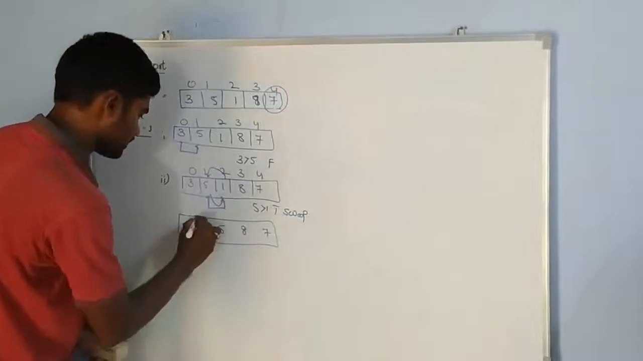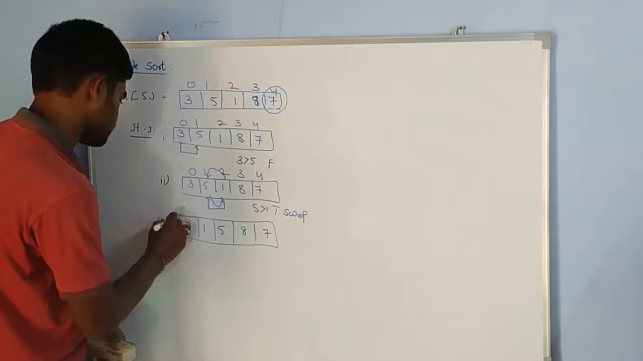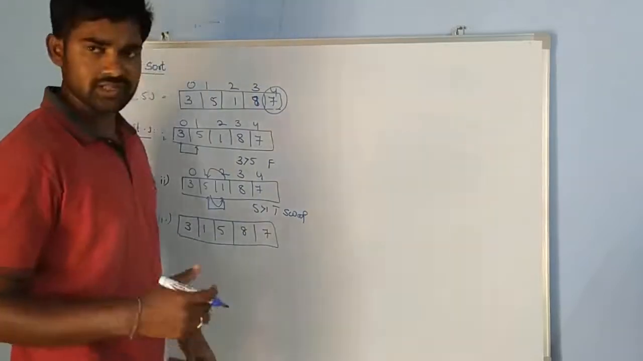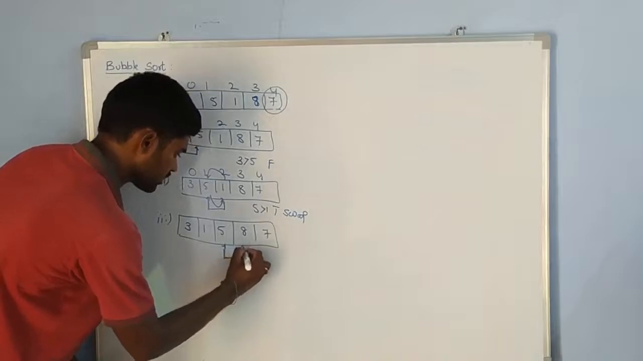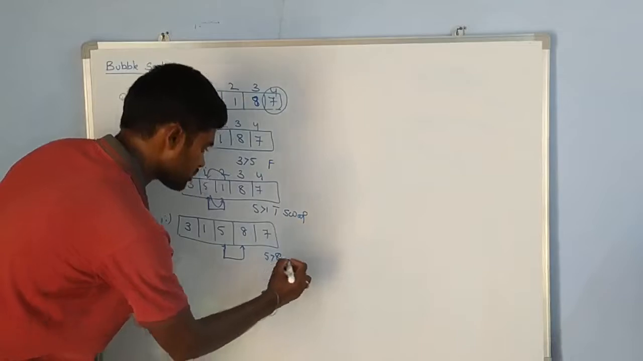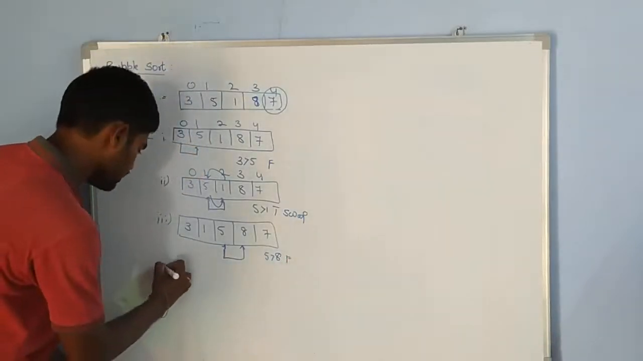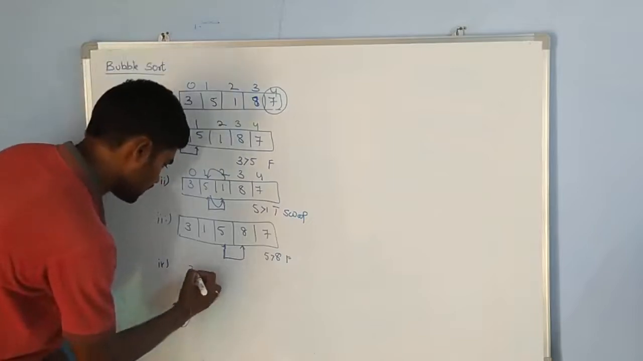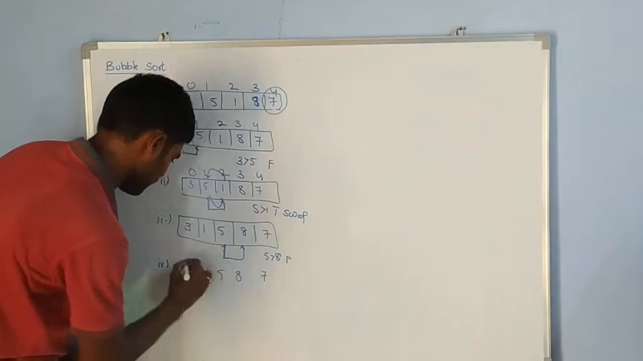Now in step number 3, after interchanging the values, what is the selected element? The selected element is 5 and the comparison element is 8. Is 5 greater than 8? The condition is false. When the condition is false, we move to the next step. So here 3, 1, 5, 8 and 7.